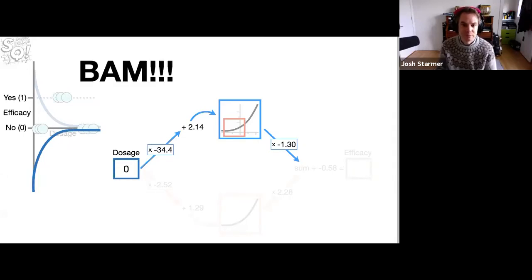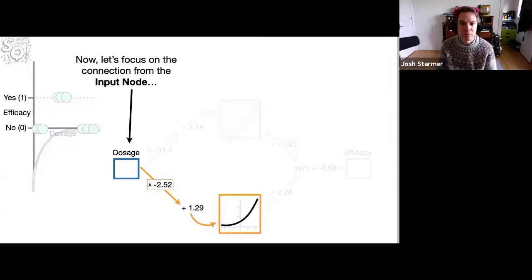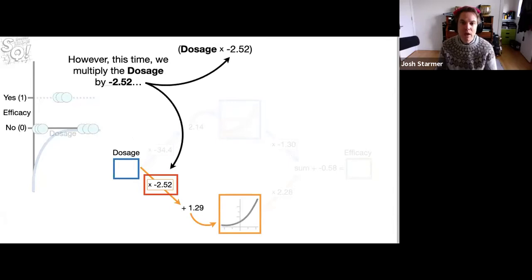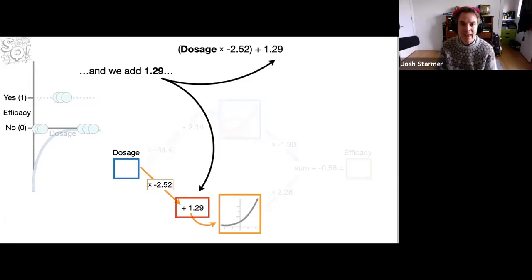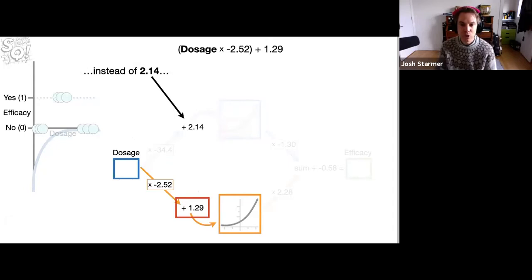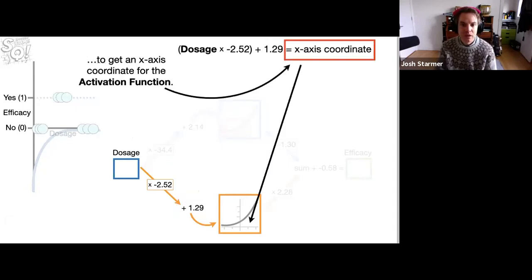Bam! Now let's focus on the connection from the input node to the bottom node in the hidden layer. However, this time we multiply the dosage by negative 2.52 instead of negative 34.4. And we add 1.29 instead of 2.14 to get the x-axis coordinate for the activation function.